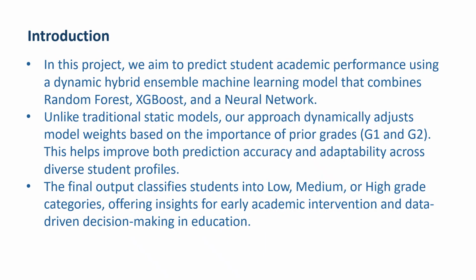The goal of our project is to predict students' final academic performance using machine learning. But instead of using a traditional single model, we built a hybrid ensemble combining three models: random forest, XGBoost, and neural network. What's unique here is that we don't treat all models equally. We use a dynamic weighting mechanism that adjusts models' importance depending on how influential a student's prior grades, G1 and G2, are. This allows our model to adapt to different types of students more effectively.